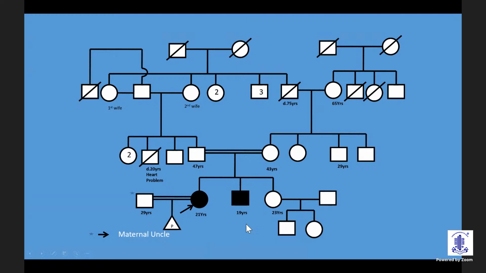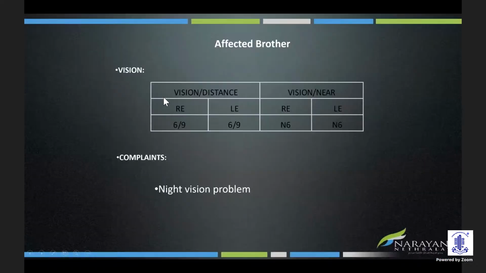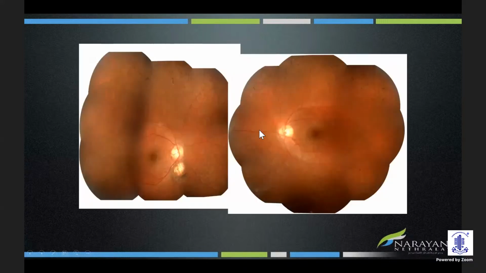So the first thing is to screen the family members. We thought we should examine the brother, because once they tell you my brother also has some problem, even if they're using glasses, people tell he has some eye issues. So it's very important. You should call them to the clinic and examine. So that was the first step. So this was the affected brother. He had night vision problem. Central vision was quite okay.